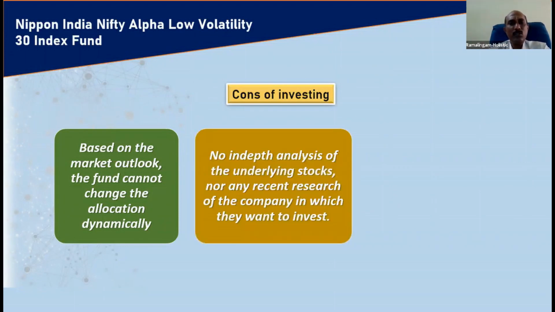No in-depth analysis of underlying stocks. In the actively managed fund, the fund manager will pick and choose the best stocks by doing his own analysis. He will study the balance sheet. He will study the sustainability of the company, profitability of the company, cash flow, whether the company or sector is easy to disrupt or not, what is the value proposition the company has got, the competitive edge the company has got, capital efficiency. All those things the fund manager analyzes and chooses the best stocks.